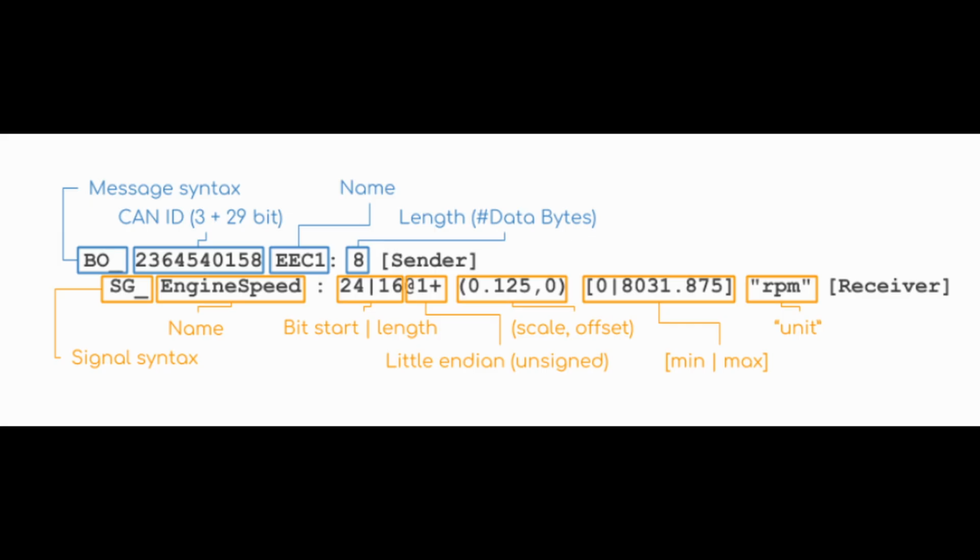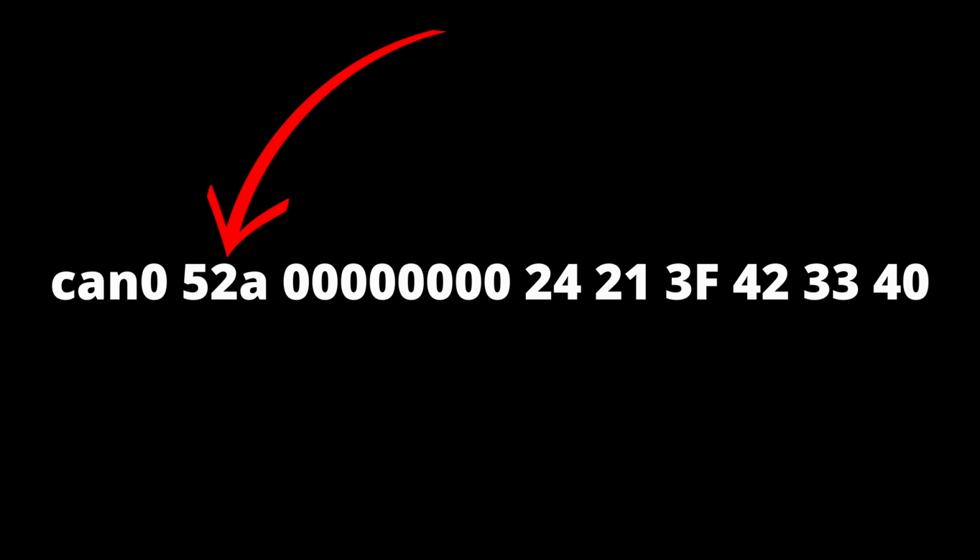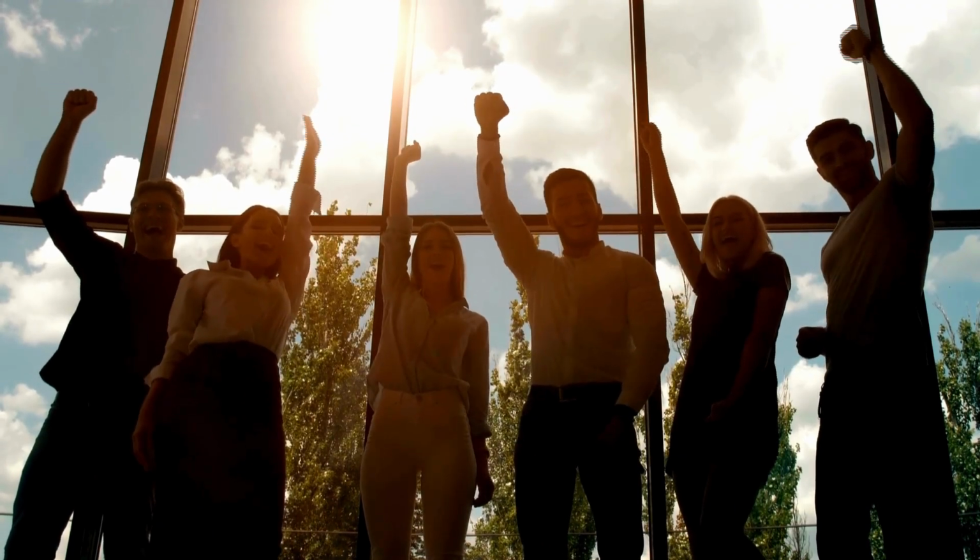DBC formulas are broken out into two different sections. The first one is going to be the message syntax, and the second is going to be the signal syntax. The top is the message syntax, starting with BO underscore. And then you have the CAN ID. You get the CAN ID by converting the hexadecimal name to decimal. For our example, the name is 52A, which when converted comes out to be 1322. After that, you're going to give the original name, which is 52A. Then next is going to be the data length, which is going to be 8 bits. And that's all you need to do for the message syntax part of it.